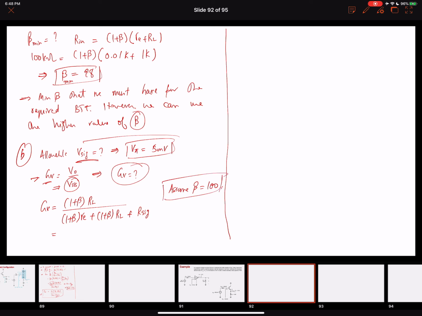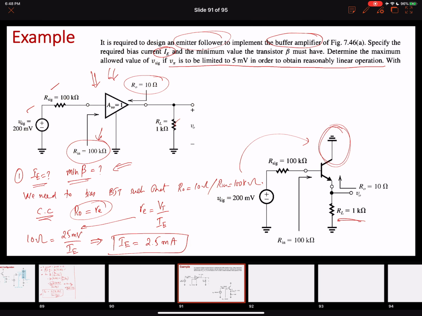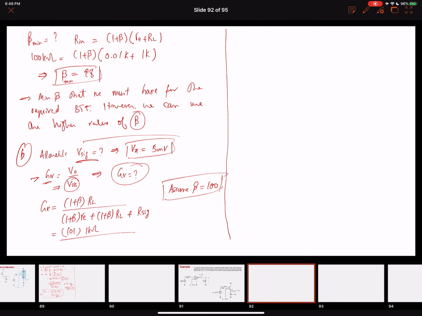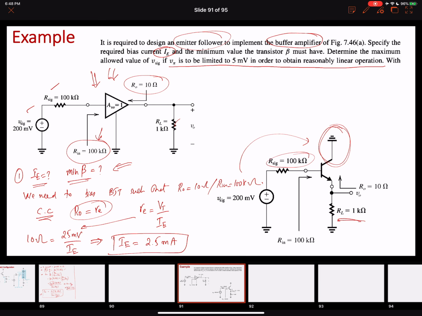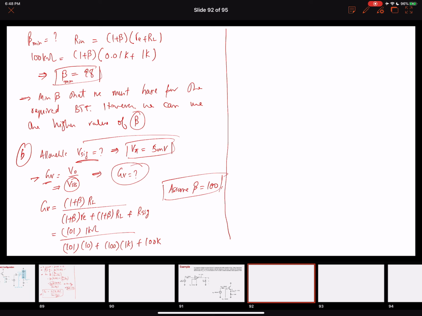The minimum beta required for this operation was 98, but you can use a higher value of beta as well. So if we assume beta to be 100, it will be 101 multiplied by the load resistance. The load resistance is 1 kilo ohm, so you get 1 kilo ohm times 101, divided by 10 ohms, the resistance RE, times 101, plus 1 kilo ohm times 101, plus the signal resistance, which is 100K. If you solve this equation, the overall voltage gain you will find is 0.5. So the value of the overall voltage gain that we obtain is 0.5.